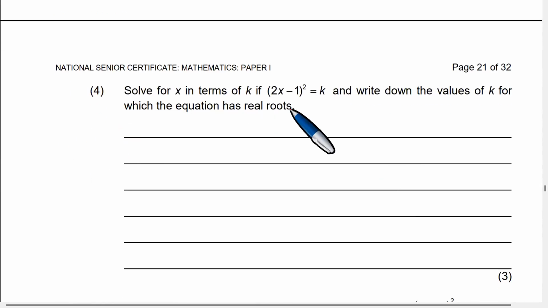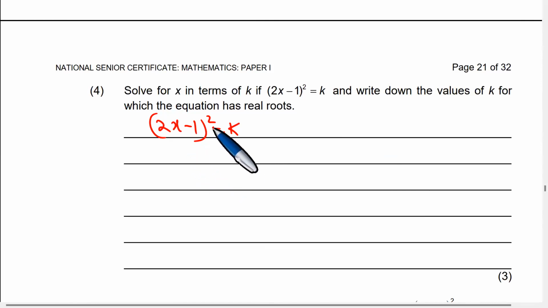Solve for x in terms of k if this is the case. Then write down the values of k for which the equation has real roots. So the real part is going to occur when you have the square roots. So obviously we need to solve for x in terms of k, which means 2x minus 1 squared equals k.